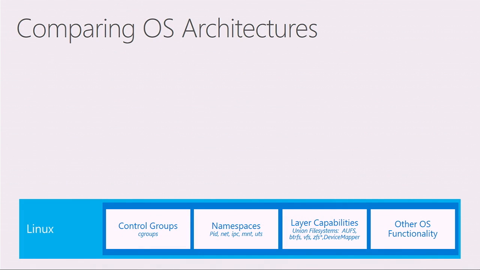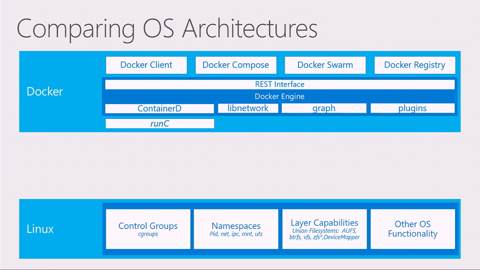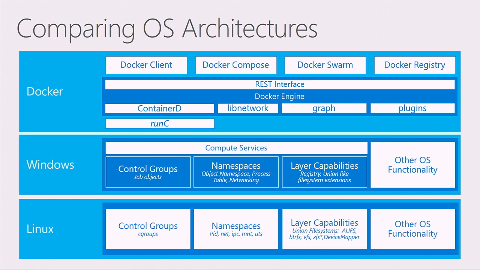So if we compare these, we'll start with Linux at the bottom, right? We talked about control groups, namespaces, layers. And we talked about Docker on the top, so we've got the client, compose, swarm, registry, the REST interface, containerd, libnetwork, graph, plugins. And then we've got Windows, right?